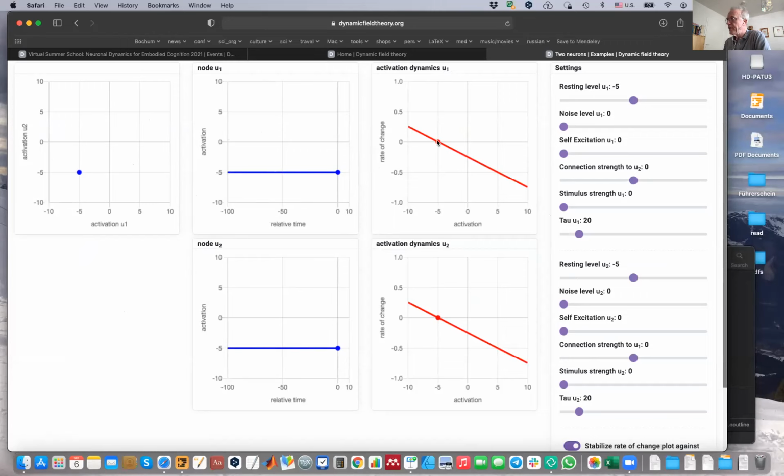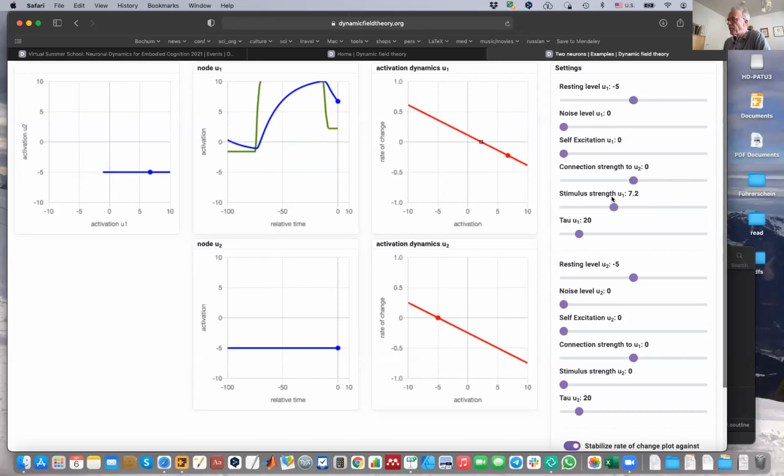Here's the fixed point. Currently, it's at -5. And so the system is sitting in the fixed point. That's why it's here at -5. But if I add some input to the system, I can shift this around. And as you see, what happens is the system low-pass filters that input, right? If I shift this more or less abruptly, it's a question of how quickly I move the slider, then you see that the system just exponentially relaxes to a new level. And that is what the low-pass function is.